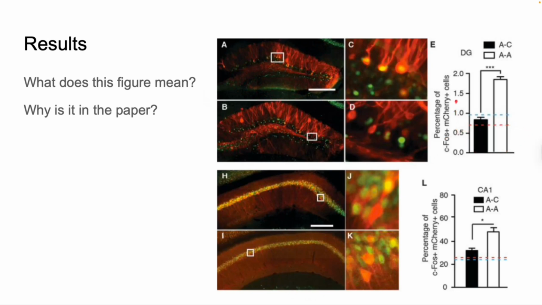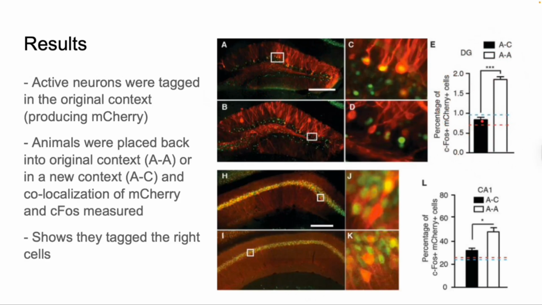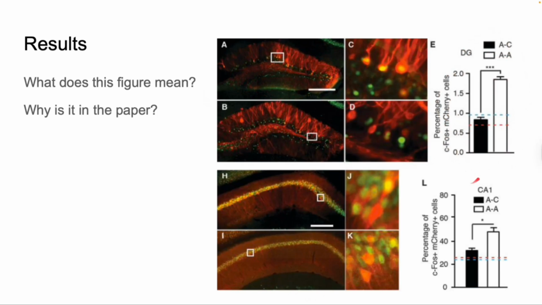So tell me a little bit about these results, right? Why would we have these results? Why is it important to show that there's a difference in the overlap between CFOS and mCherry when we first expose this animal to the A context and then to another context? Why is it important that the animals that were first exposed to the A context and then the A afterwards is different from the animals that were exposed to the C context second?